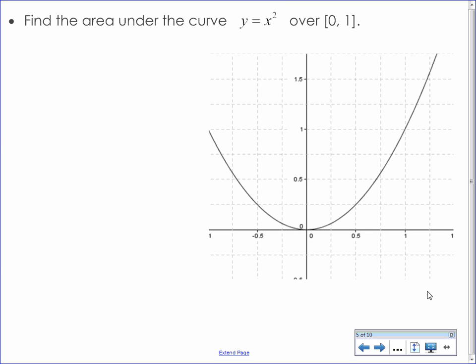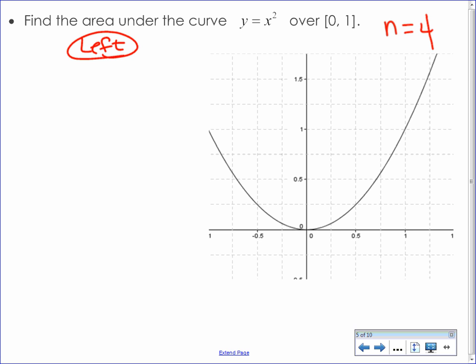All right, so we're going to take the curve y equals x squared, and we're going to find the area underneath of it from 0 to 1. If you were to pick how many rectangles, what would you maybe choose? 4. 4 would be a good number. We're going to do n is 4. And we're going to do our left endpoints first.